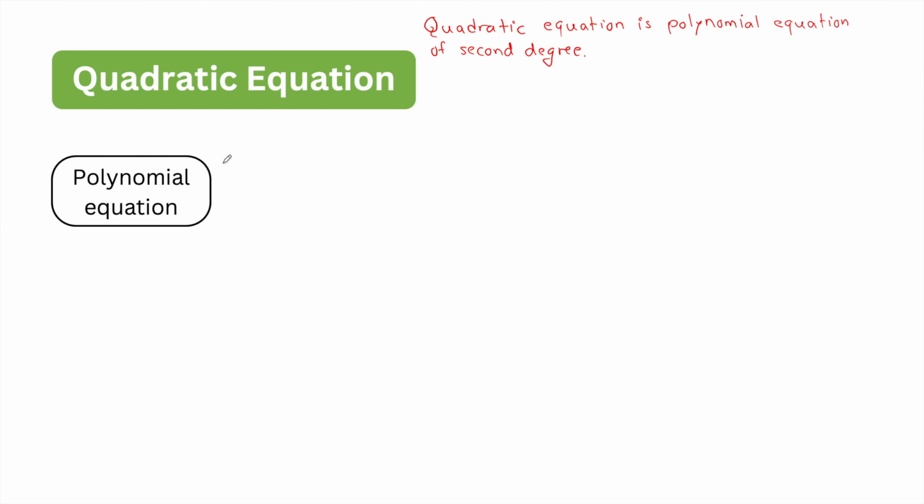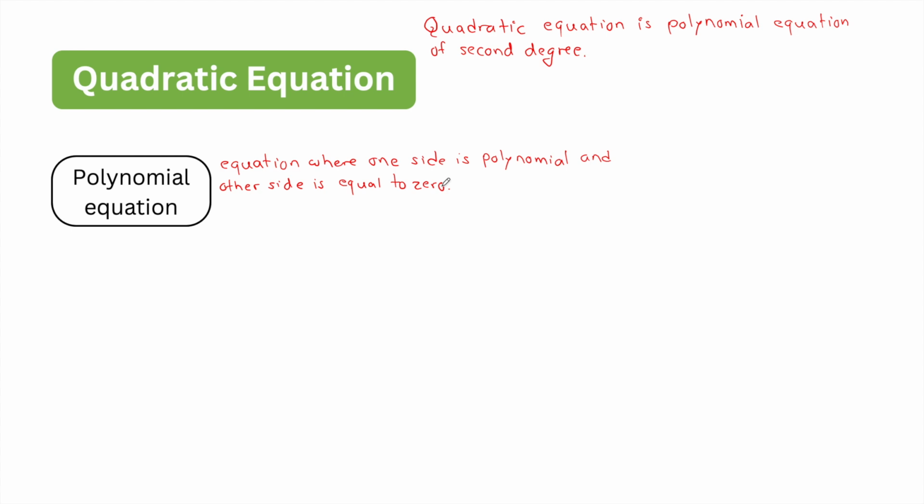Polynomial equation is an equation where one side is polynomial and the other side is equal to 0. Still, what is polynomial? Okay, we will learn that also.